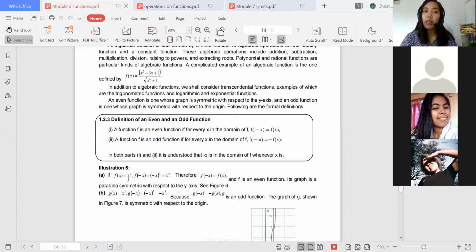You're going to substitute negative x in the given function. If the answer is the original function, then it's even. Okay, like for example, the given function is x squared. If we substitute negative x in the given function, we will have negative x, quantity squared. And negative x squared is x squared. And the answer is equal to the original function. Therefore, this is an even function. Okay, quadratic is an even function.